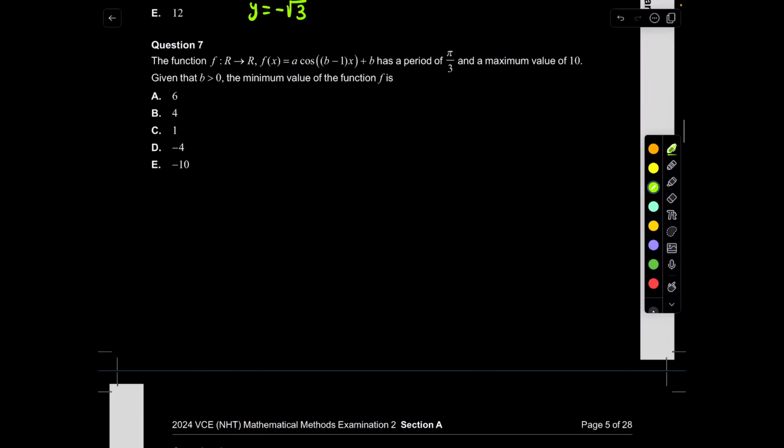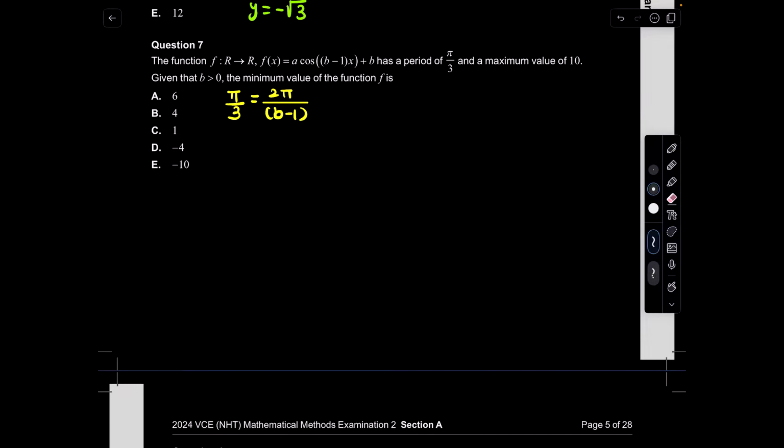Question 7. The function f of x, a cos bx, has a period of pi on 3 and a maximum value of 10. Given that b has to be greater than 0, the minimum value of the function f is what? Okay, that's not too bad. So, if we're given that the period is pi on 3, we know that the period for a cosine is 2 pi on n, where in this case our n value is b minus 1. So, b minus 1. Well, we know the period is pi on 3.